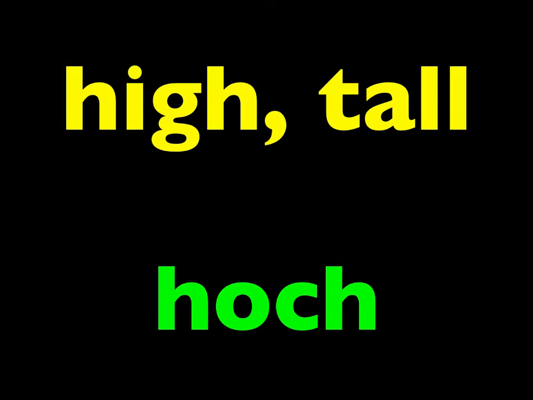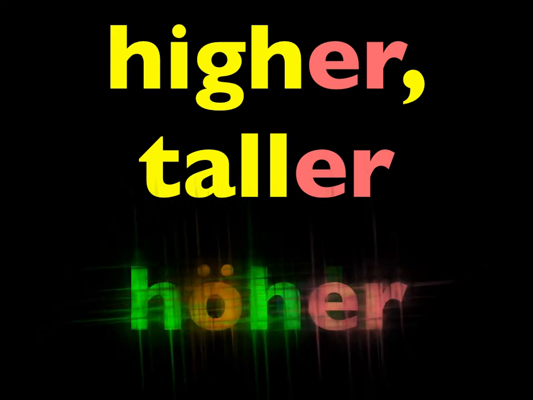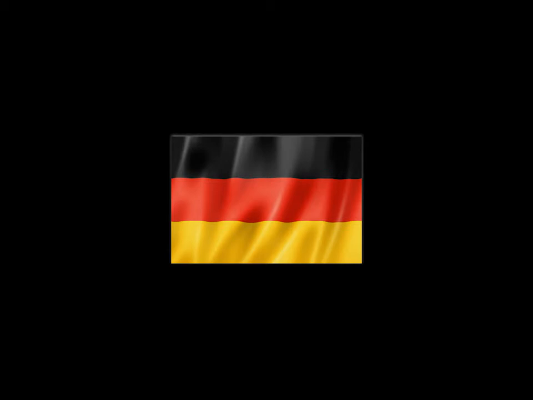hoch. Now this one's a little bit irregular. First of all, this is high or tall as in a tree or a building. You would never use hoch to refer to a person. Notice what happens here. The letter c is going to disappear in the word hoch. And then we add the er and of course the umlaut. Repeat after me. Höher. Repeat that word again. Höher. Good.